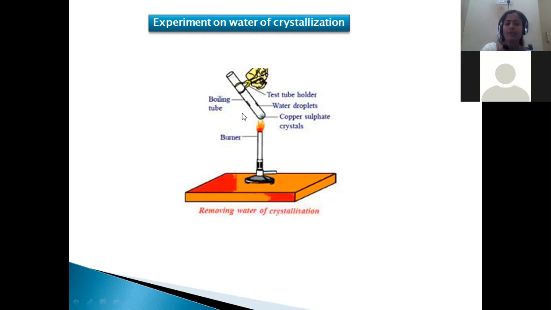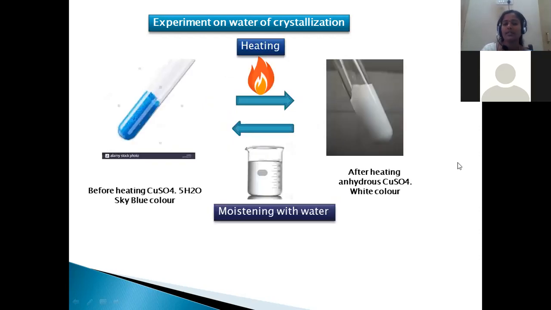And after heating, you have to check the weight. Initially, for example, we take 1 gram of copper sulfate, and after heating, you have to check again what the weight of that substance is. Here is the clear description.